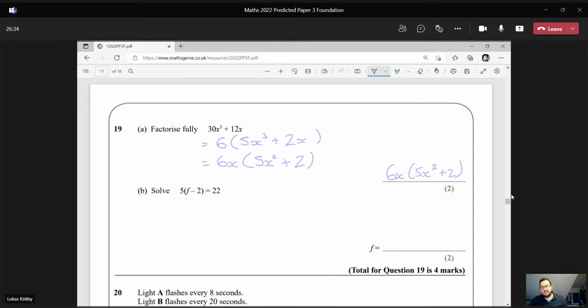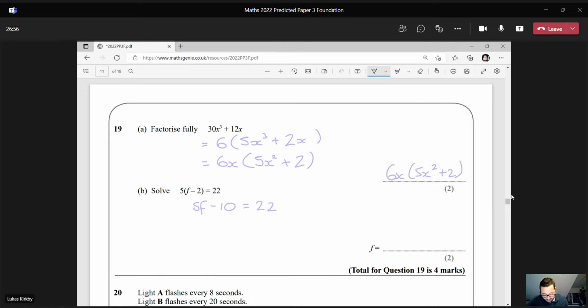Okay, B. Solve 5 brackets f minus 2 equals 22. It's up to you. You could straight away divide by 5, but let's expand the brackets first. So 5 times f is 5f. 5 times 2 is 10, so 5 times minus 2 would be minus 10, and that equals 22.